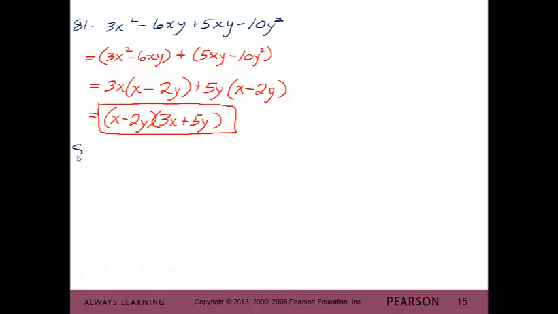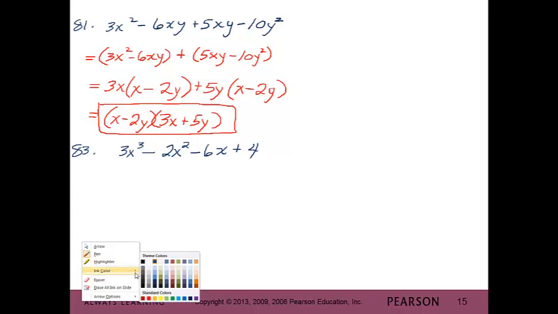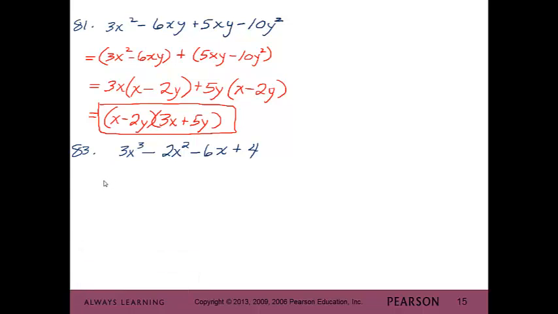And then last one, 83. We have 3x to the third power minus 2x squared minus 6x plus 4. So let us put parentheses around the first two terms and parentheses around the last two terms. Remember that you always add between your two groups. So that minus sign goes with the 6 as a negative sign.